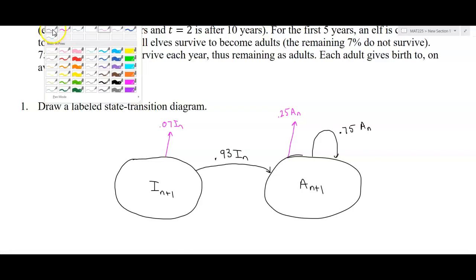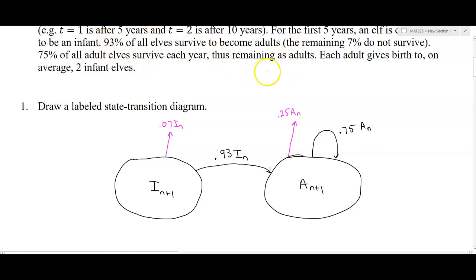Now we have one other little hitch, and that is that each adult gives birth to, on average, 2 infant elves. So that means that the number of adults at time n, if there were, for example, 100 adults, then each of those is going to, we assume, give birth to 2 infant elves. So that's going to be 200 new infants that are going to be born, because we have 2 infants per 1 adult. And if we multiply that 2 by the number of adults that we have, that's going to give us, look at the units, 200 infants at time n plus 1.